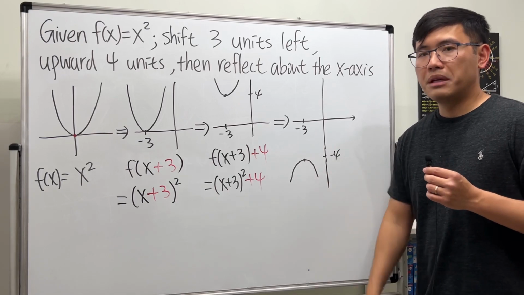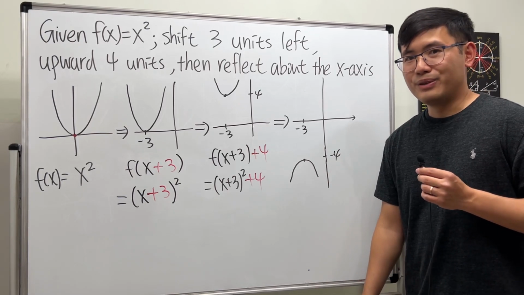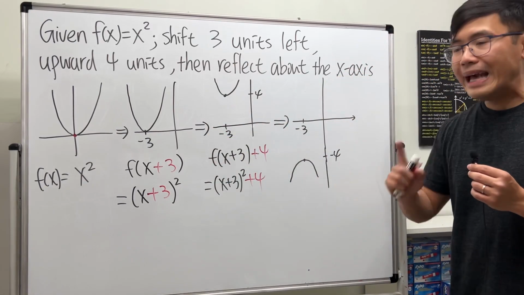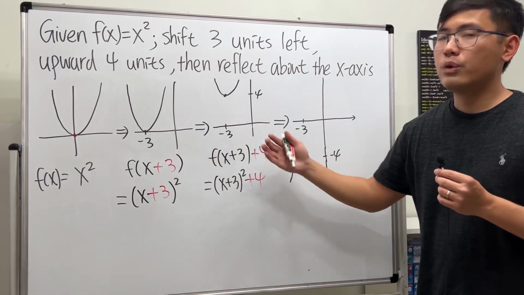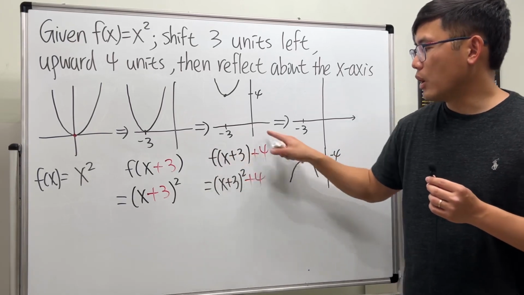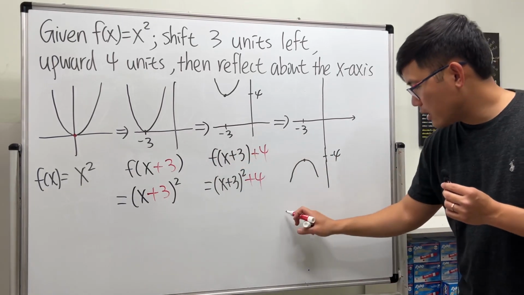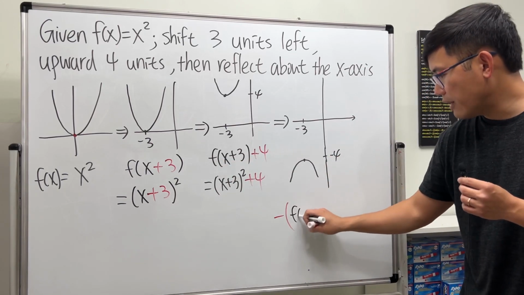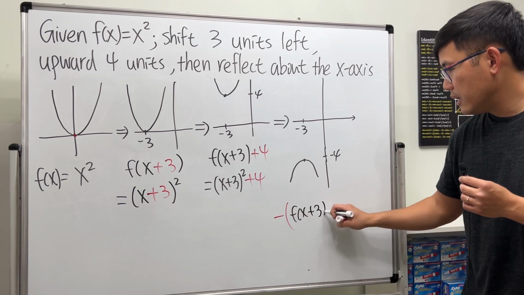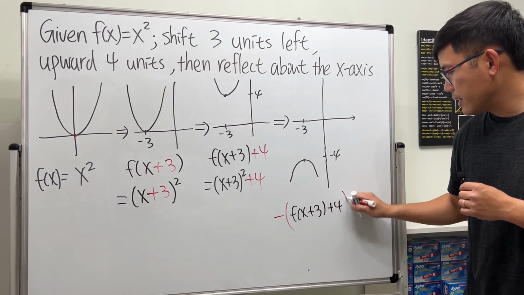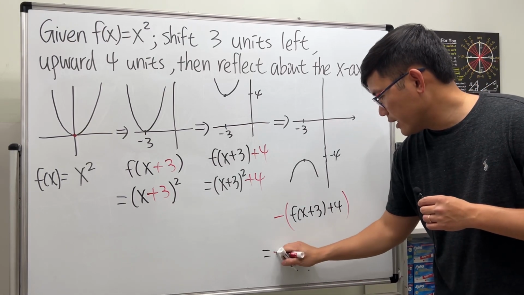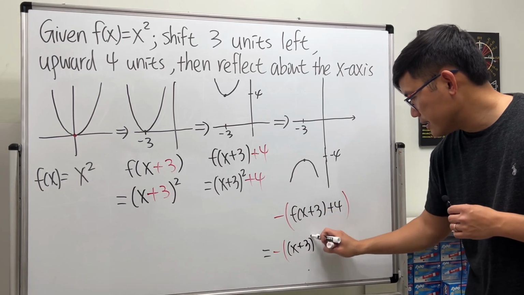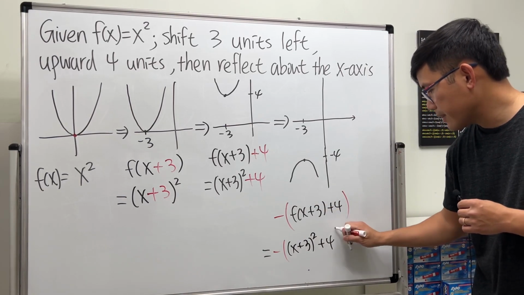Now, how can we make this happen? Well, you have to remember, whenever it's the reflection about the x-axis, we have to negate the whole equation, negate the whole thing. So here we will have negative parentheses of the previous equation, which is f of x plus 3, and then plus 4. And this is going to be negative parentheses of that, which is x plus 3 squared plus 4.